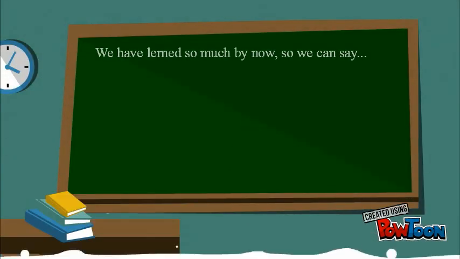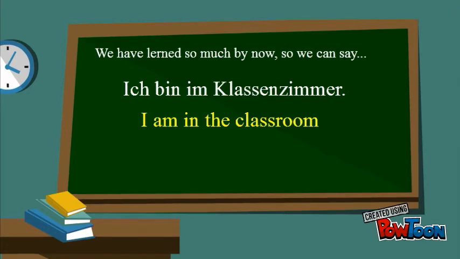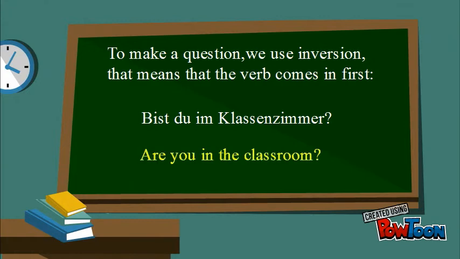We have learned so much by now, so we can say something like Ich bin im Klassenzimmer. I am in the classroom. If you want to ask a question, you'll need to know that verb comes first. So for an example, Bist du im Klassenzimmer? Are you in the classroom?